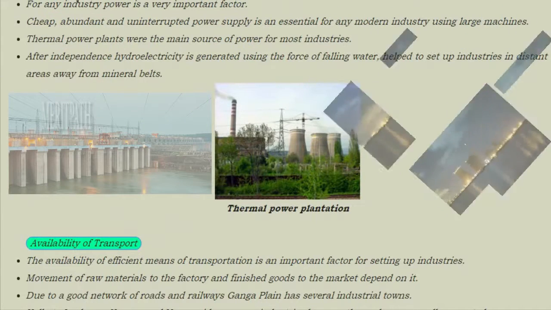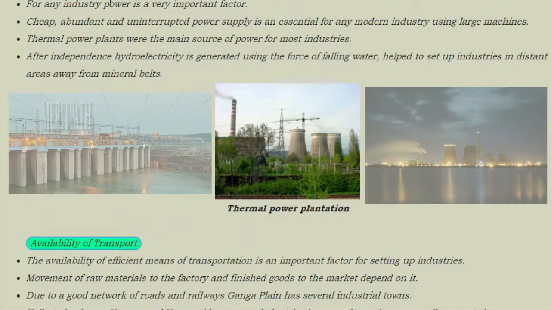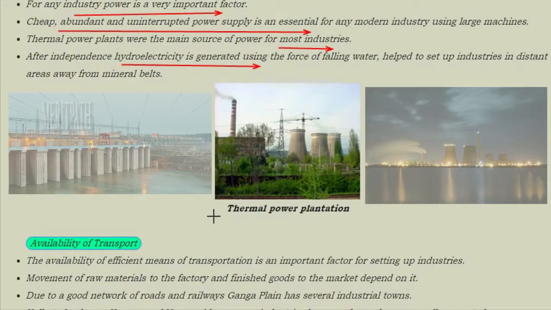The second necessity is availability of power. For any industry, power is a very important factor. Cheap, abundant and uninterrupted power supply is essential for any modern industry using large machines. Thermal power plants were the main source for many industries. After independence, hydroelectricity generated using the force of falling water helped to set up industries in distant areas away from mineral belts. This is an example of a thermal power plant.